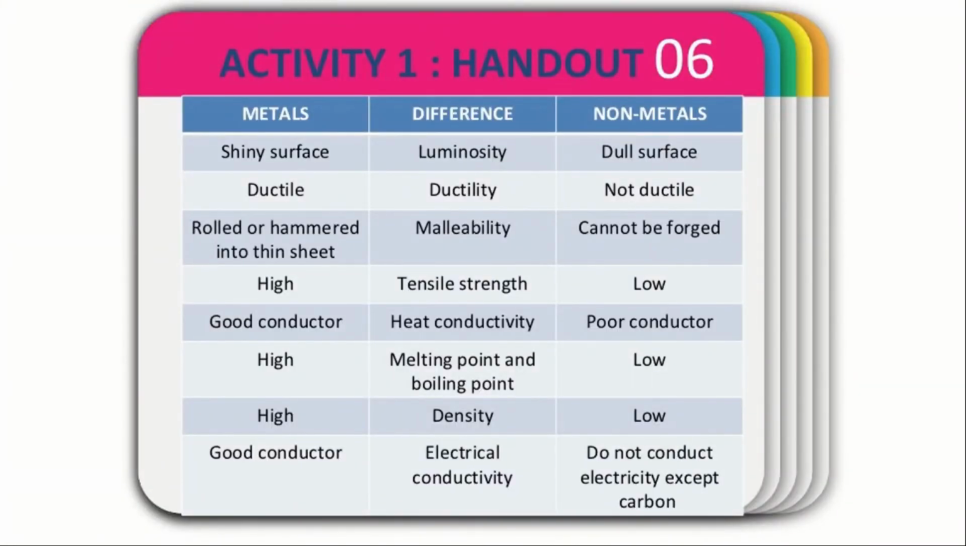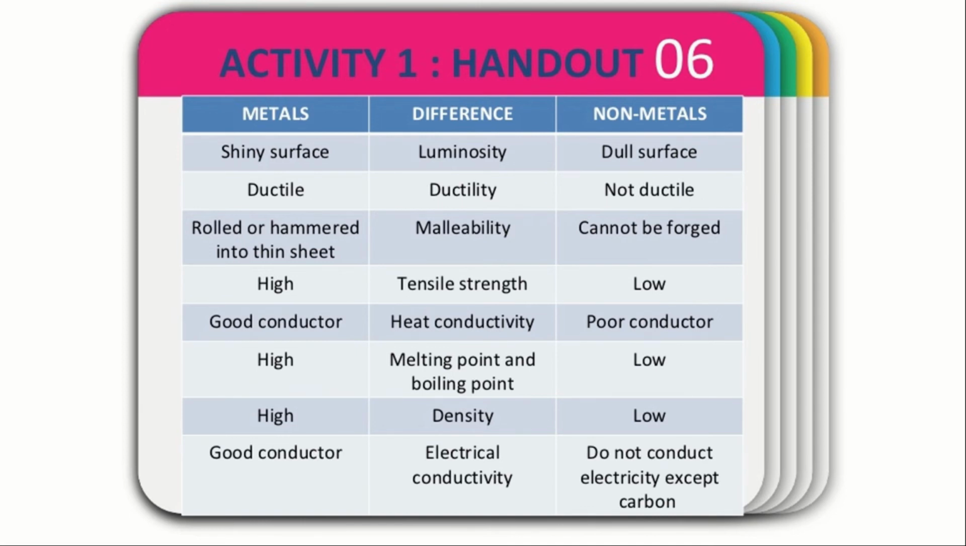Let us have a quick activity which tells you the difference between metals and nonmetals. Shiny surfaces are metals and dull surfaces are nonmetals. Metals have the ductile property. Nonmetals do not have the ductile property. Metals can be rolled and hammered into thin sheets, whereas nonmetals cannot be forged, that is, they do not have the malleable property. Metals have high tensile strength, whereas nonmetals have low tensile strength. Metals are good conductors of heat and electricity, whereas nonmetals are poor conductors of heat and electricity.